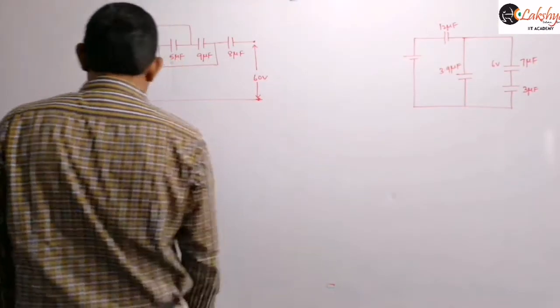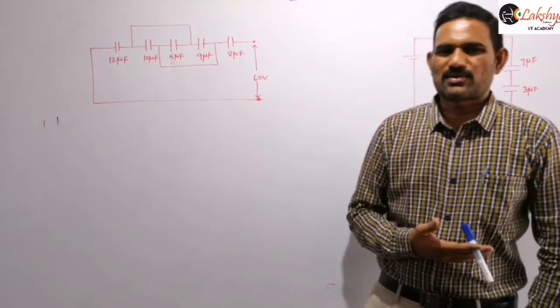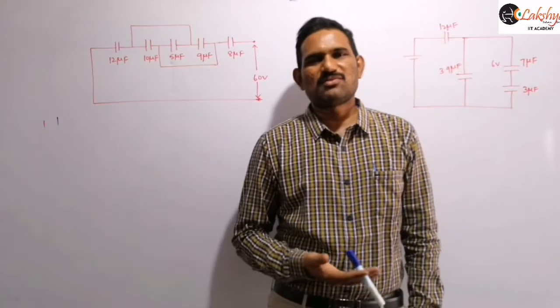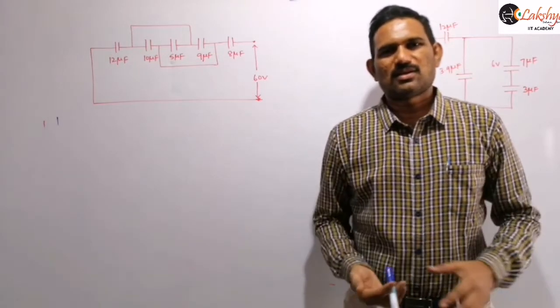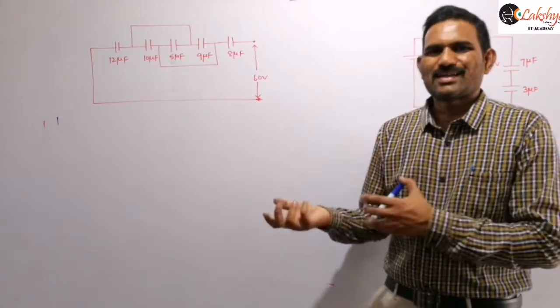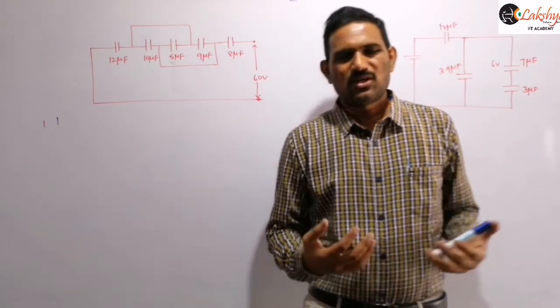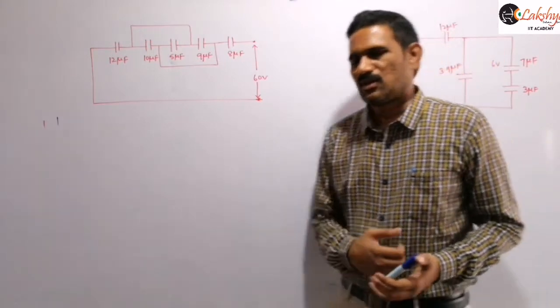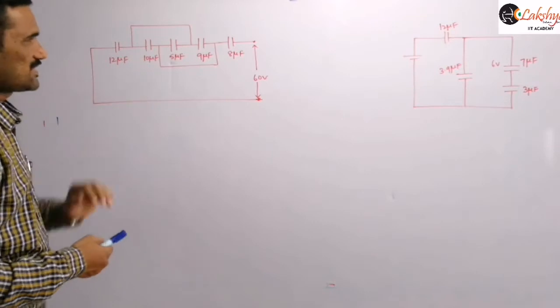Energy stored means we derived an expression in the last class. You may apply half CV square, or Q square by 2C, or VQ by 2, according to your calculation. If you are finding the potential difference, you can apply half CV square. If you are finding the charge, you can apply the Q square by 2C formula. Now let us first see this circuit here.